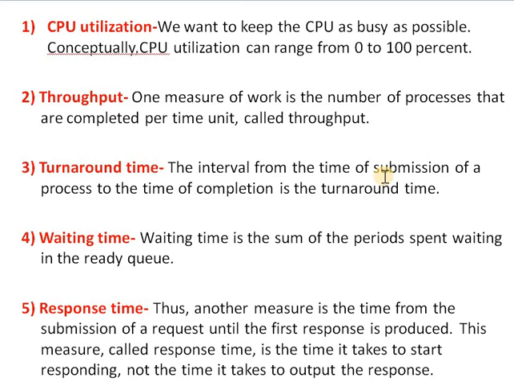Thus, how long it takes to execute a process is also an important factor for selecting a scheduling algorithm. In short, turnaround time refers to the time between the moment of submission of a job or process and the time of its completion. This is the turnaround time.